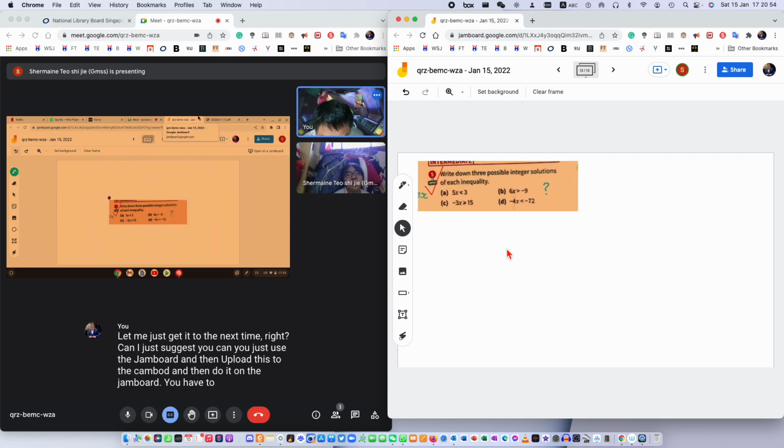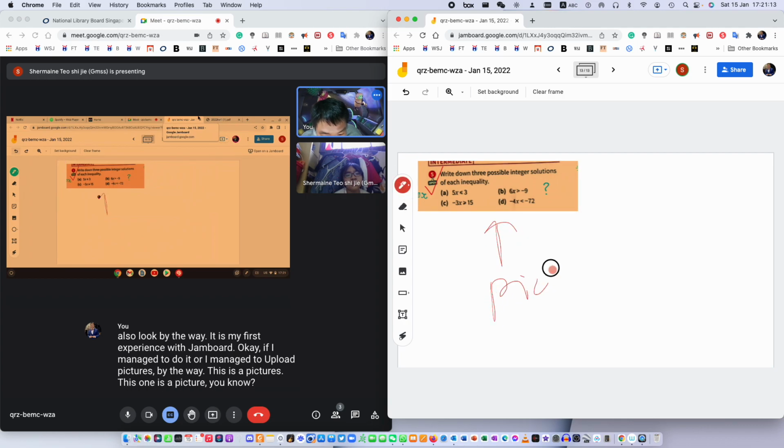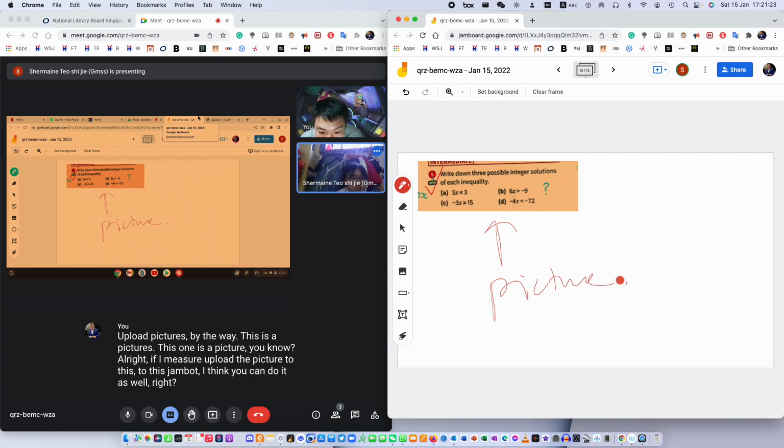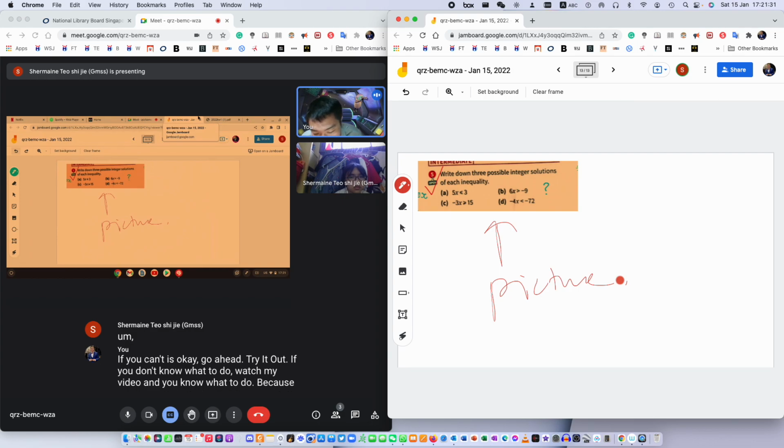You have to try. Because, look, by the way, it is my first experience with Jamboard. If I manage to upload pictures, by the way, this is a picture. If I manage to upload the picture to this Jamboard, I think you can do it as well, right? If you can't, it's okay. Go ahead, try it out. If you don't know what to do, watch my video and you will know what to do because it's recorded.